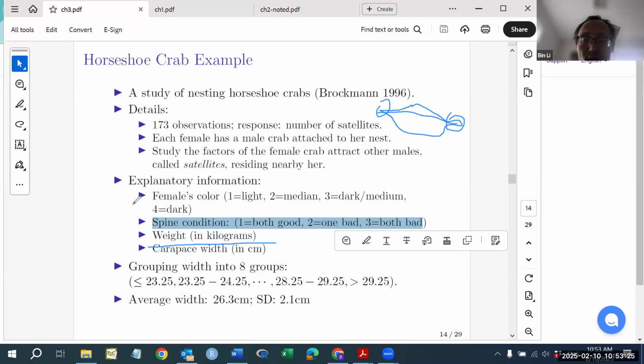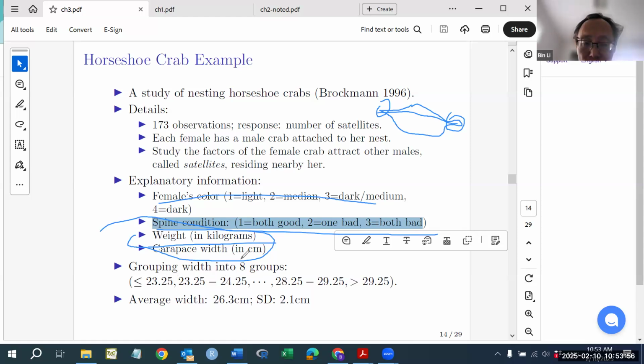Okay, so all these, the weight and the carapace width, these two are the numeric, right? And for the spine and the female colors, these are categorical. But for the spine conditions and these, we do have some order information here.